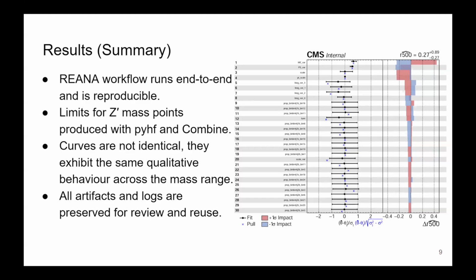We also implemented combine and cross-check with pyhf and cabinetry, with consistent limits and expected differences, and the whole pipeline preserved artifacts and logs. So this is an important step toward future HEP analyses that are scalable, transparent, and fully reproducible.